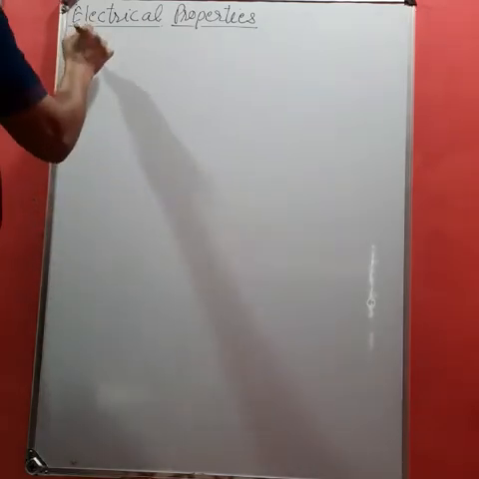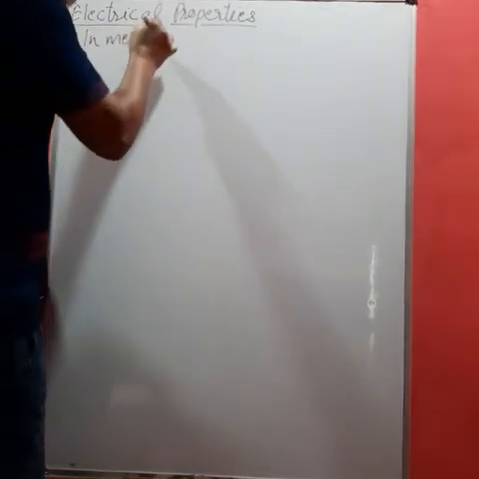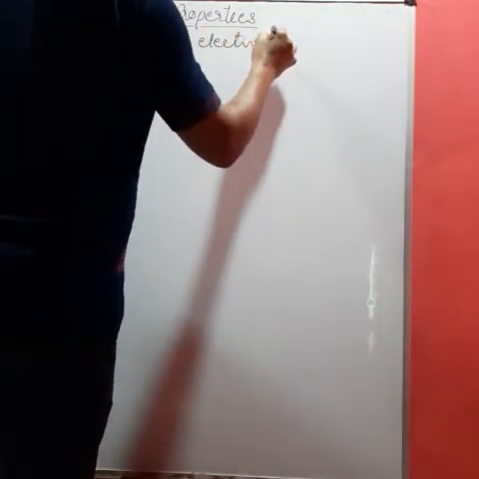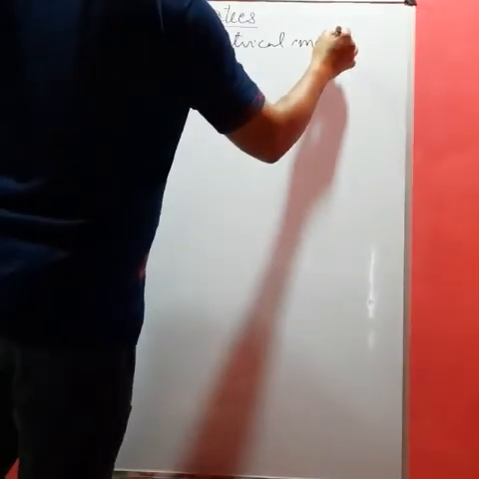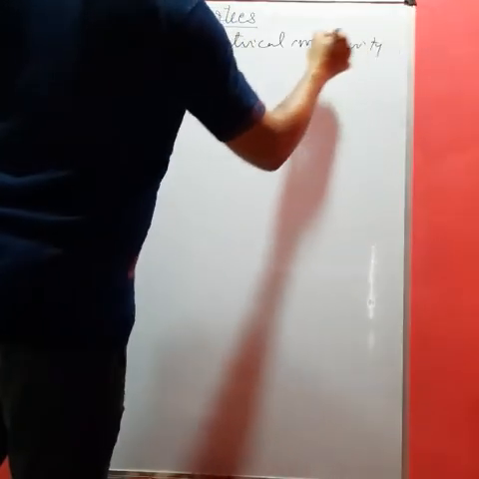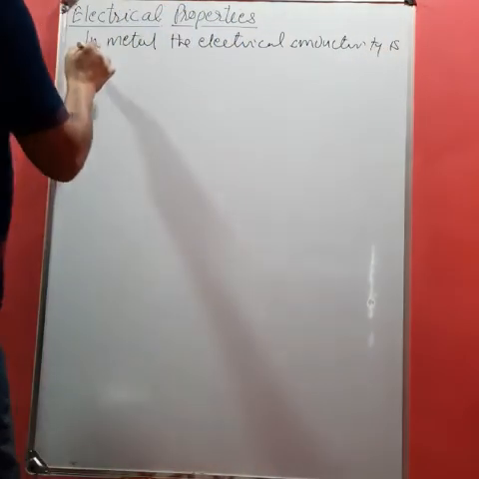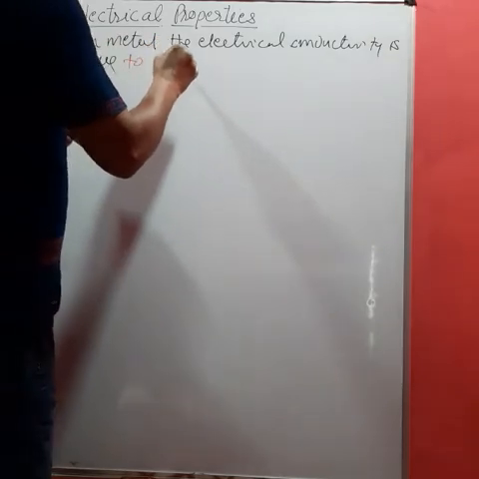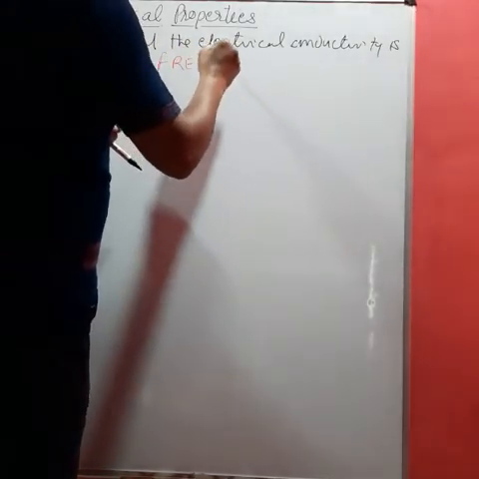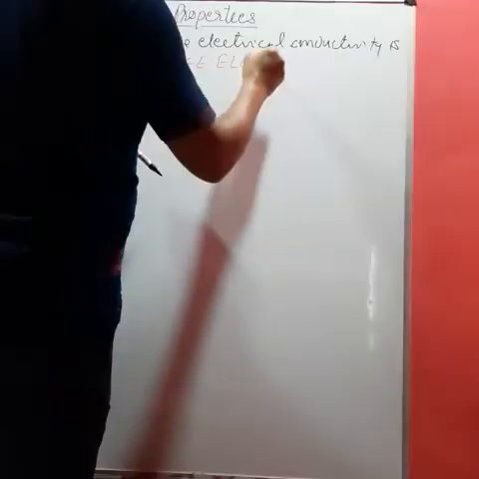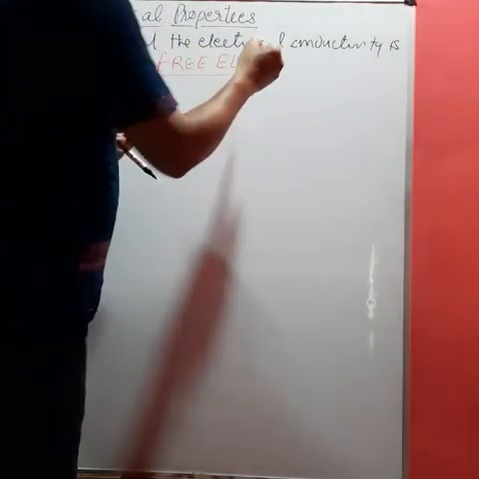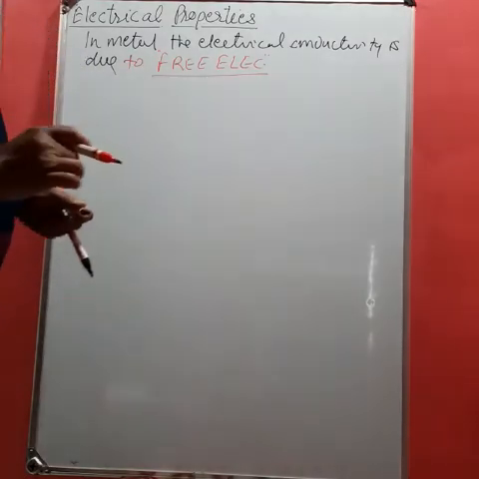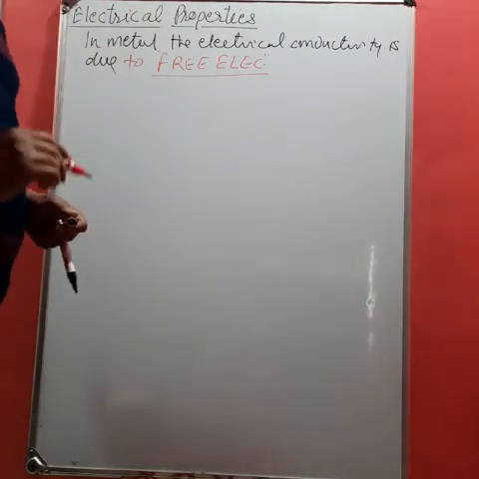Now, in metal, the electrical conductivity is due to what? Free electrons. Free electrons. So being free, when the electric field is applied, the electrons can move very fast. This is the reason of electrical conductivity.